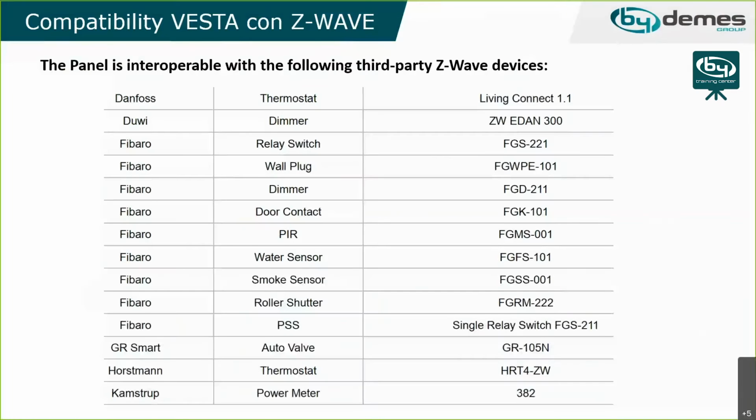Here I have a small list of the devices that are compatible with VESTA panels. We have a big list on our page that we can check if we want. For example, Fibaro devices are fully compatible, and also many other brands like Philips and other brands that work in Z-Wave or Zigbee are fully compatible with VESTA.